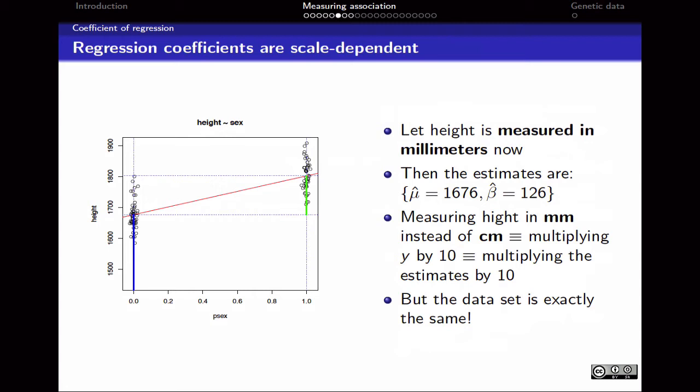Now, an important point is that the regression coefficients are scale dependent. Let height be measured in millimeters instead of centimeters. Then the estimates obtained on exactly the same data would be: the intercept is 1676 and the coefficient of regression would be 126. Measuring height in millimeters instead of centimeters is exactly the same as multiplying all the outcomes by 10. So this multiplies all the estimates by 10, as you can see. But the data are exactly the same.